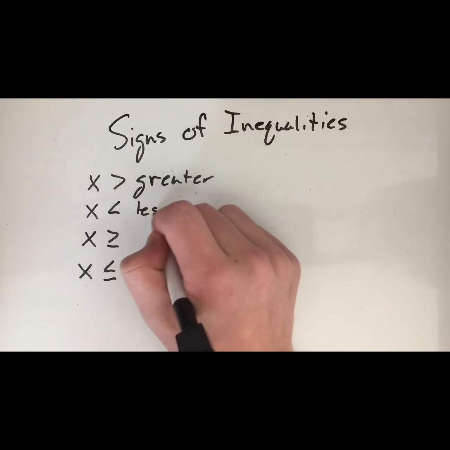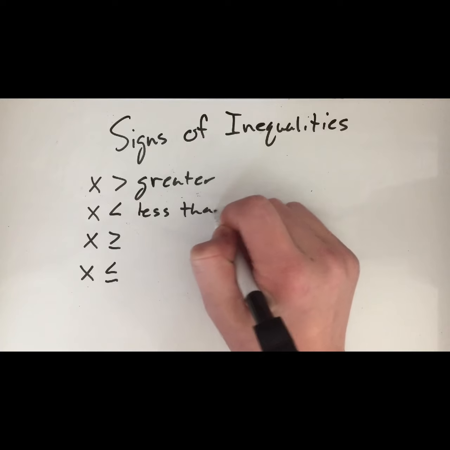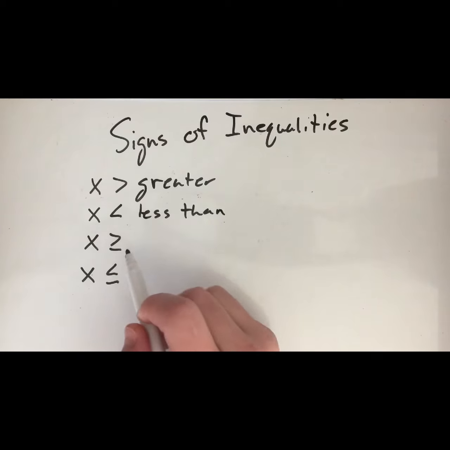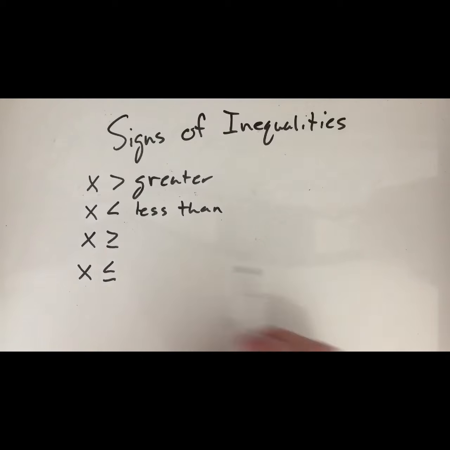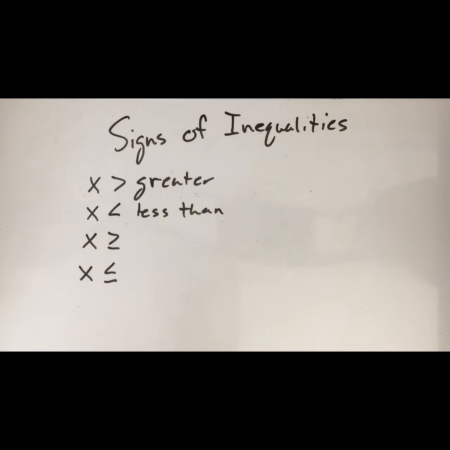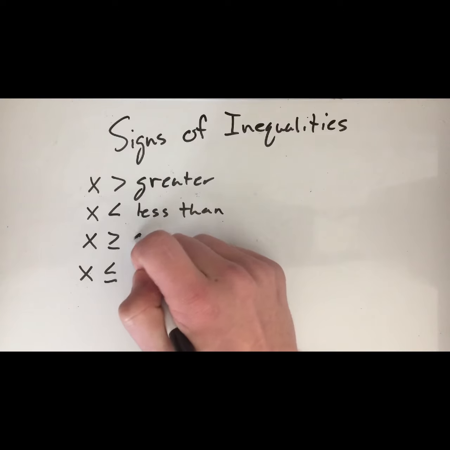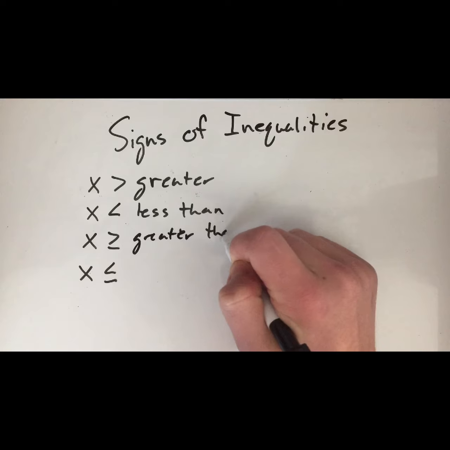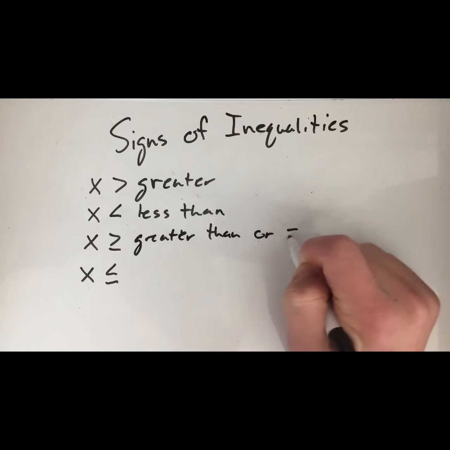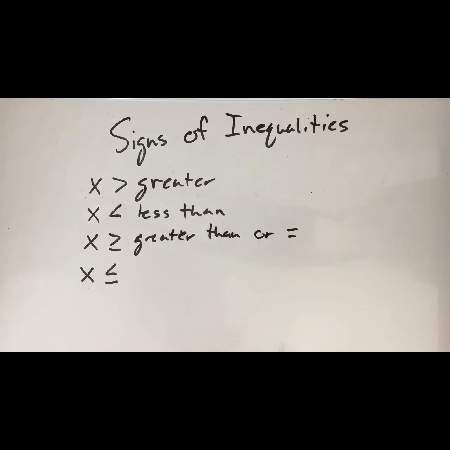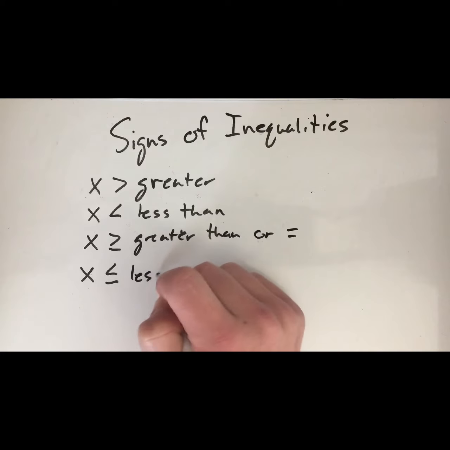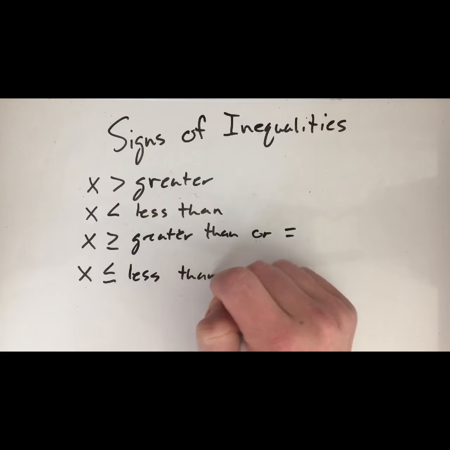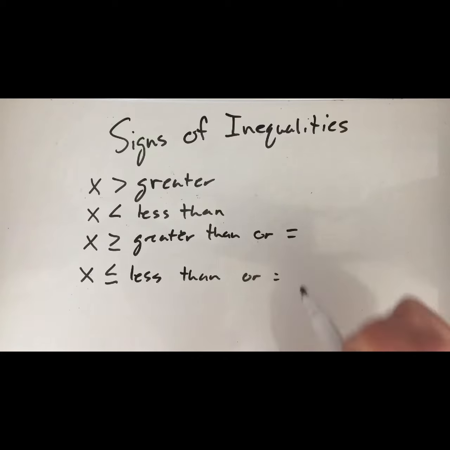Now we've got less than up next. Now this one's a little tricky, it switches it up a little bit. This line under the greater than sign, it basically means equal to. So it's greater than or equal to. Now you got the same thing going on over here except it's less than, or equal to.